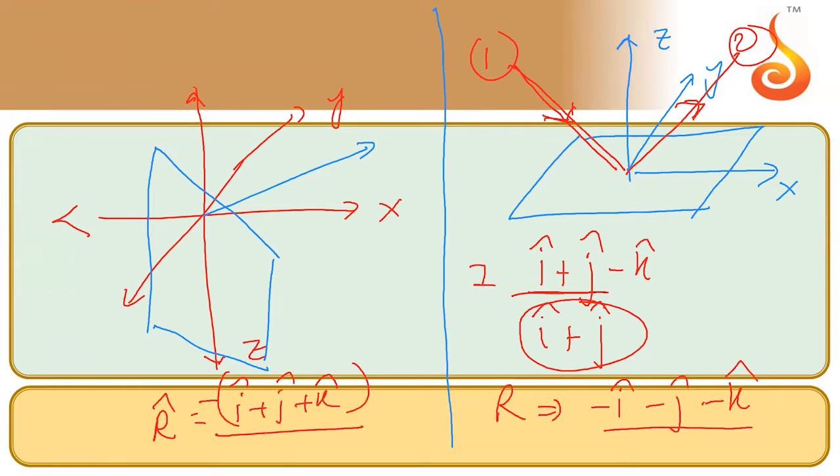Minus sign I will take out common. What is the magnitude of this? Equal to under root of 1 square plus 1 square plus 1 square, which is nothing but root 3. So the whole thing is divided by root 3. Sir, there is a minus sign which I have taken out common: I cap plus J cap plus K cap.